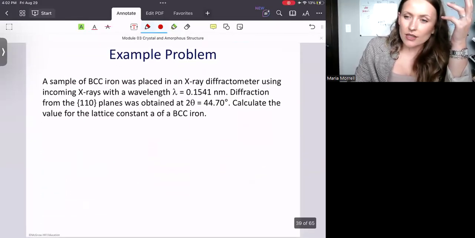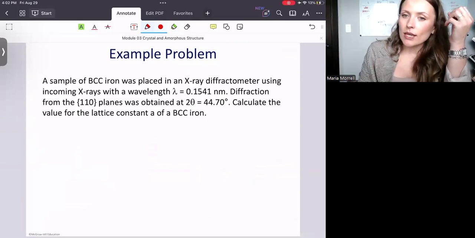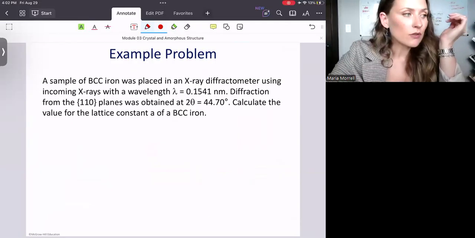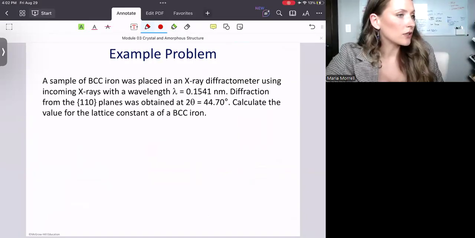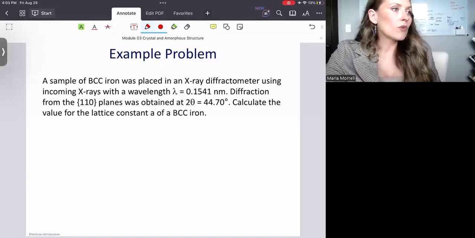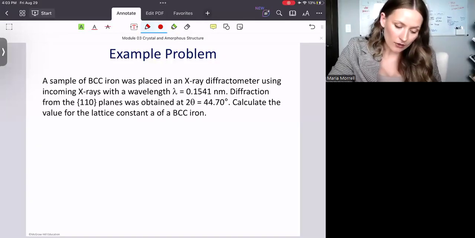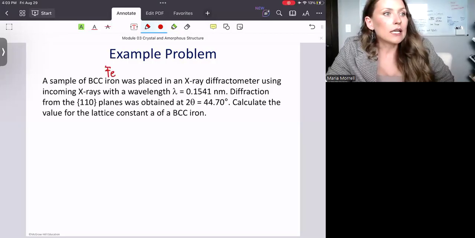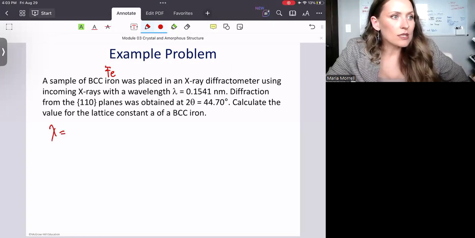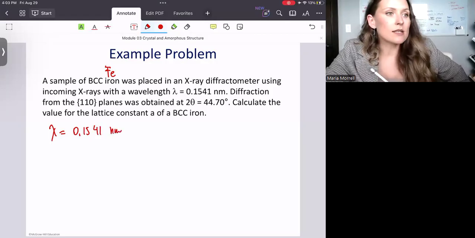So let's look at an example of what kind of information we can pick up from X-ray diffraction and how we can use it to identify parameters of our material, and sometimes even to find the material itself. Looking at the problem, we have a sample of BCC iron, placed in an X-ray diffractometer using incoming X-rays with a wavelength of 0.1541 nanometers. This is given.